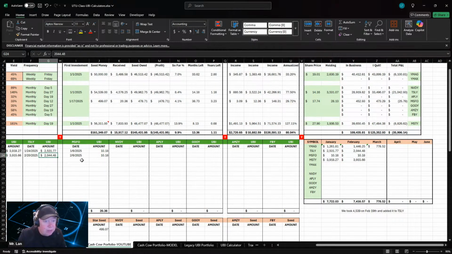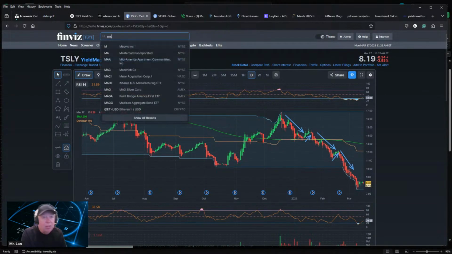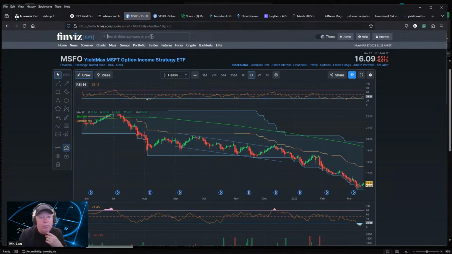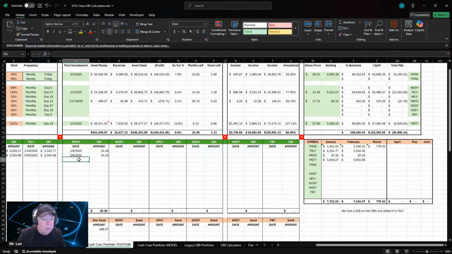Okay, let's go see if Microsoft gave us any money. MSFO. Where's MSFO? Right here. 2.6 was the last time. MSFO. 2.6. This one is 3.6. Ha ha ha. 0.285 times. How many shares do we have on March 6th? So we got 3.6, 2025. And oh, how come that didn't center?